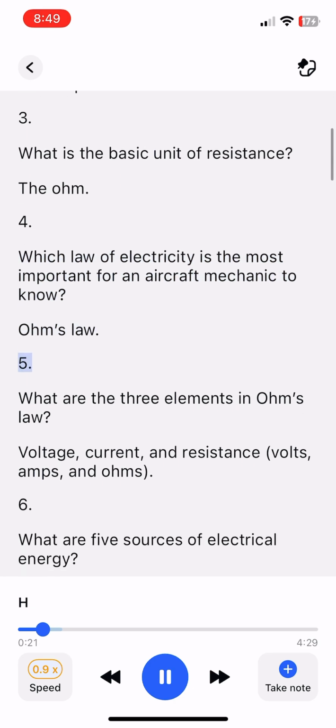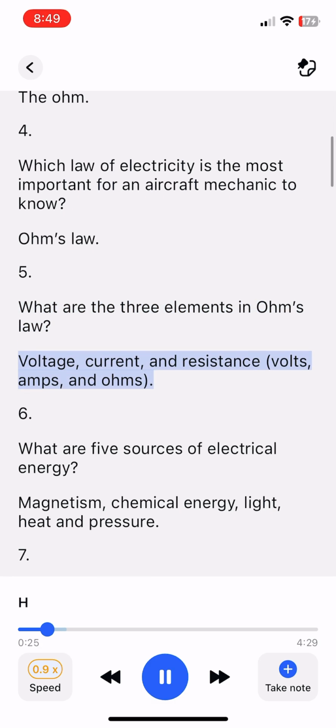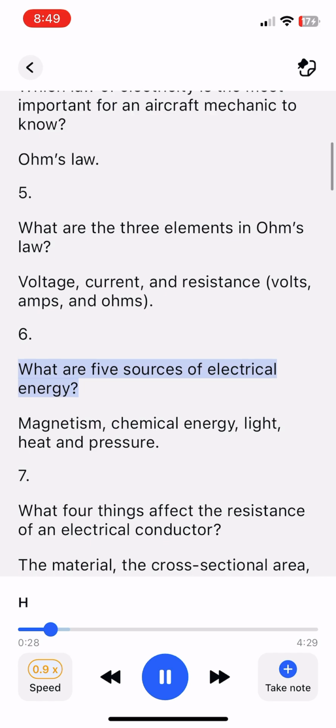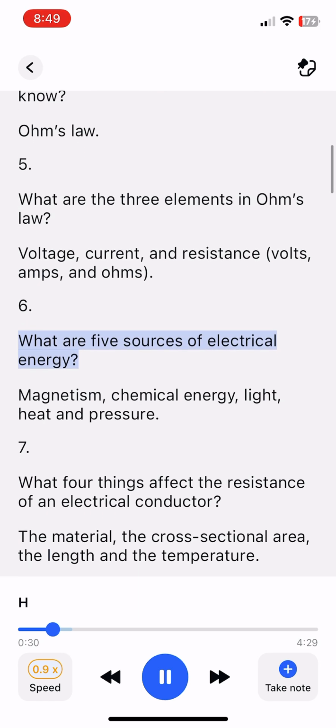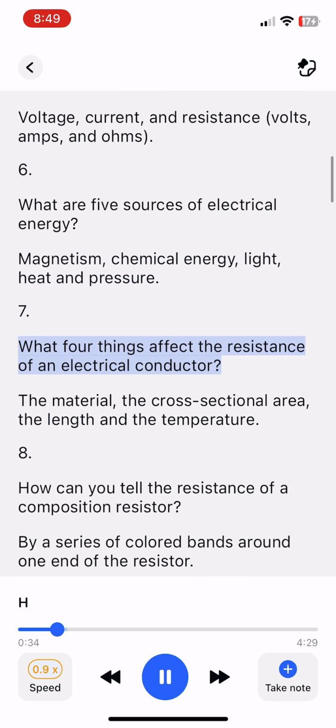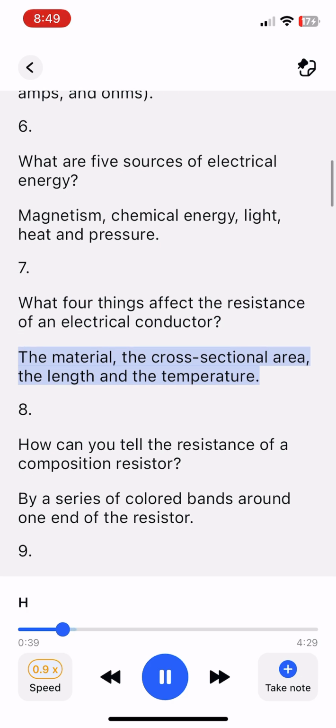Ohm's law. 5. What are the three elements in Ohm's law? Voltage, current, and resistance, volts, amps, and ohms. 6. What are 5 sources of electrical energy? Magnetism, chemical energy, light, heat, and pressure. 7. What 4 things affect the resistance of an electrical conductor? The material, the cross-sectional area, the length, and the temperature.